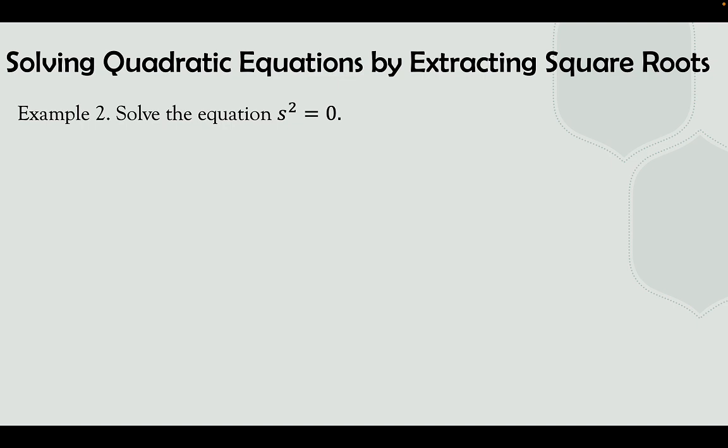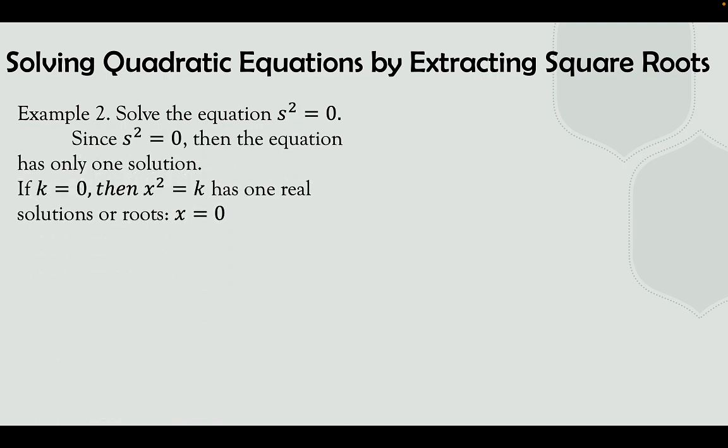Now let's try example number 2. Solve the equation s squared equals 0. Since s squared equals 0, the equation has only one solution. If k is equal to 0, then x squared equals k has one real solution, and that is x equals 0.